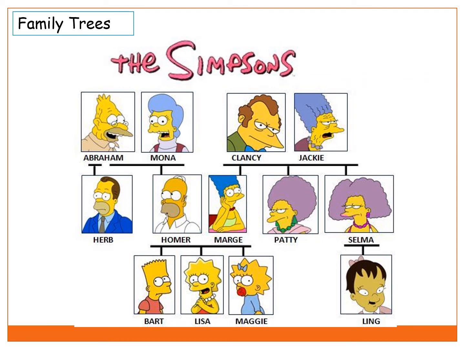Let's now look at family trees. So you should have looked at family trees in third year. You should have looked at this one with the Simpsons family tree, and you should have been asked a bunch of questions about it. So you should know that Abraham is Homer's dad, Mona is Homer's mum, Herb is Homer's brother, Homer has 3 children, Bart is his son, Lisa is his daughter, and Maggie is his daughter. He is married to Marge. Marge's parents are Clancy and Jackie. She has 2 sisters, which are Patty and Selma, who has a child called Ling. So let's go into family trees in more detail in a second.